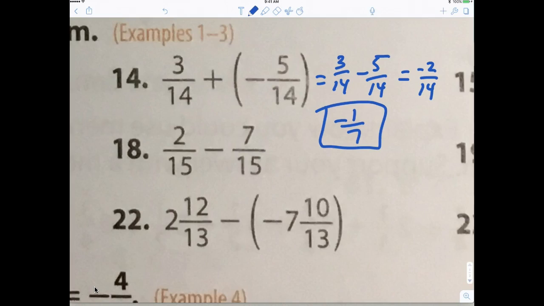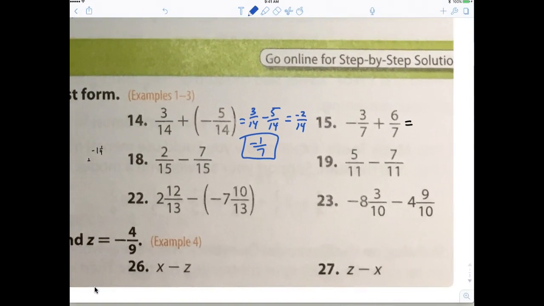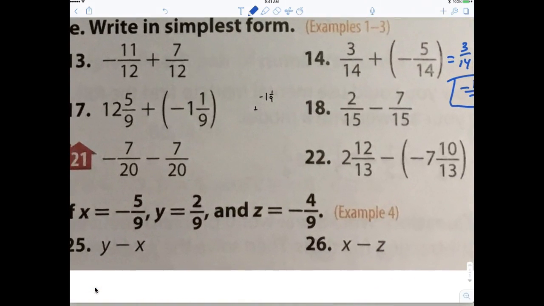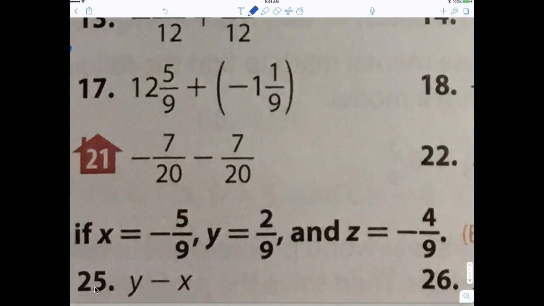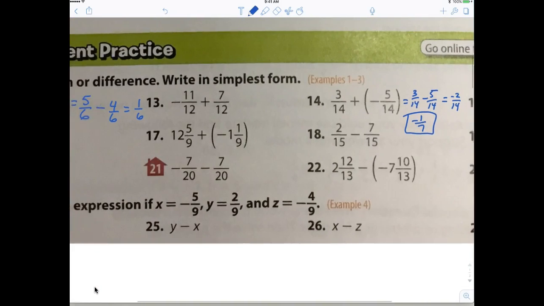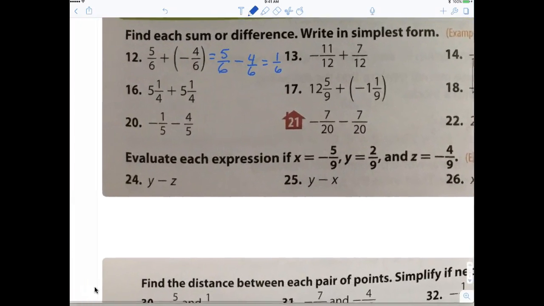All right, Miles. Let's hear 16. What are we doing on 16? 5 1/4 plus 5 1/4. Whoa, 17. Oh, I'm sorry. I'm totally wrong. We're doing the evens. I'm sorry, 16.